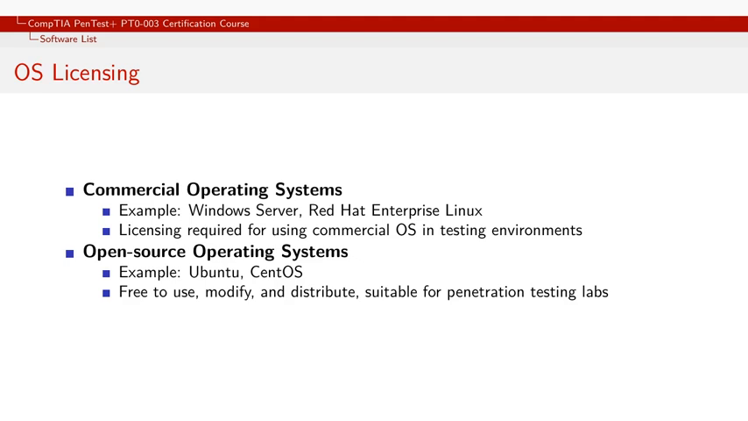Next, we'll look at open-source operating systems, such as Ubuntu and CentOS. These systems are free to use, modify, and distribute, making them an excellent choice for setting up penetration testing labs. Their open-source nature provides greater flexibility and can often result in cost savings for your testing environments. Understanding the distinctions between commercial and open-source operating systems and their licensing requirements is critical as you build and maintain your testing environments for the CompTIA PenTest+ PT0-003 certification.